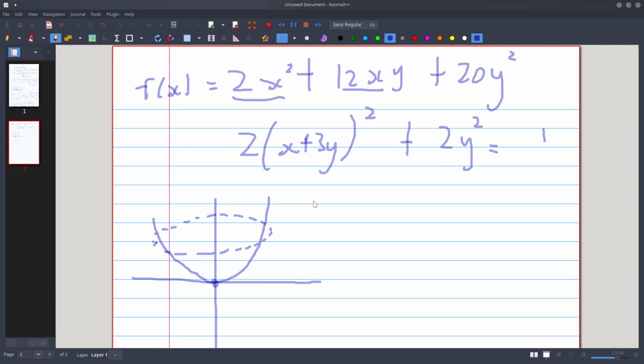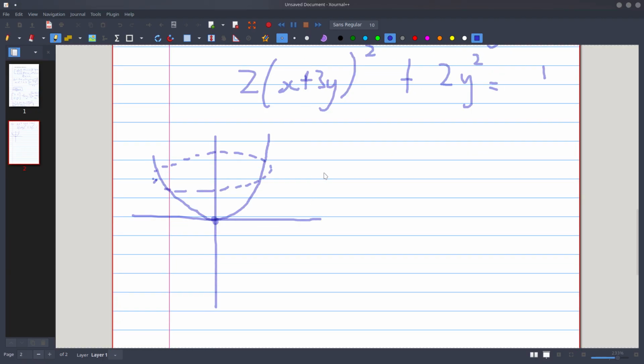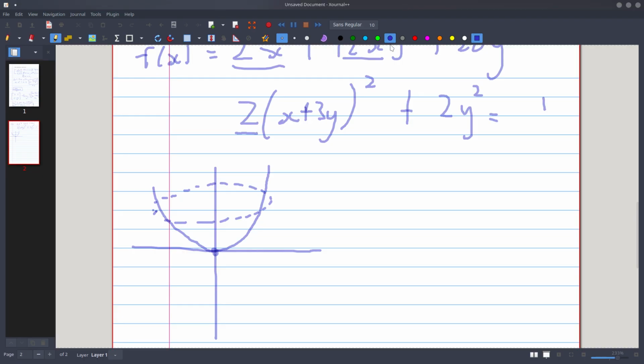But how is this Gaussian elimination? If you look at these values very carefully, these values are not random. This 2 is not random. This 3 is not random. This 2 outside here is not random either. The pivots are outside and the multipliers are inside.